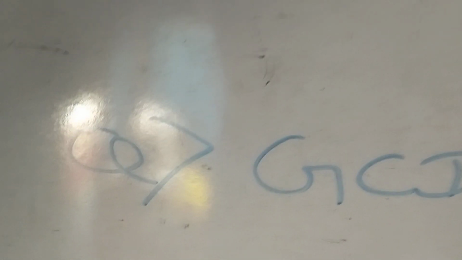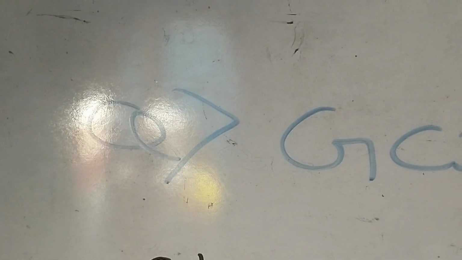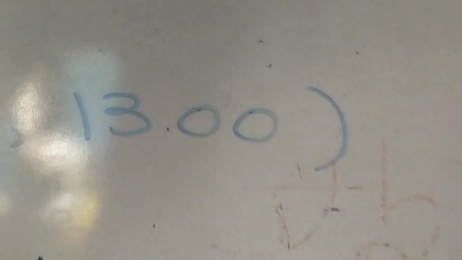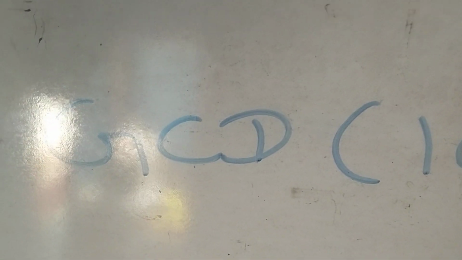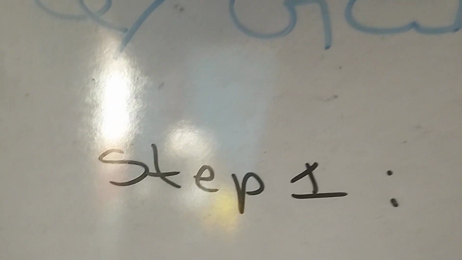Okay guys, so as I was mentioning, we have to find the GCD of 1000 and 1300. We are not going to use the trivial method, but we are going to use the trick method, since both the numbers are big. That's the first step.